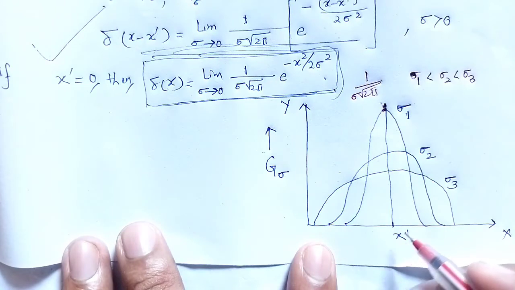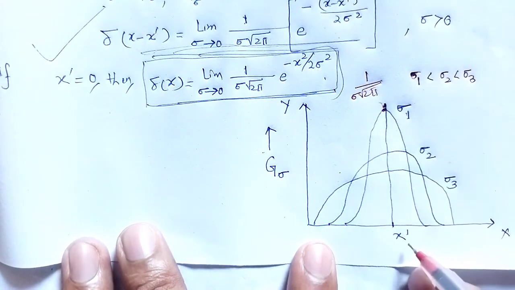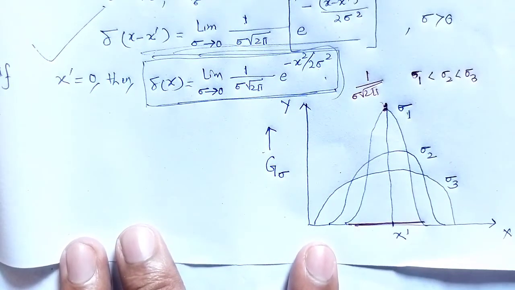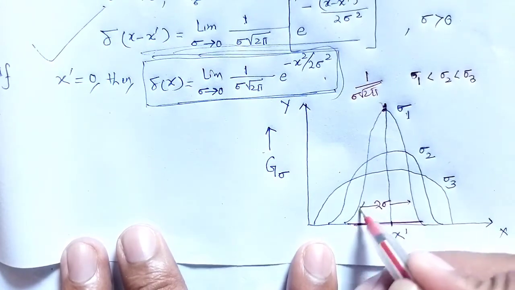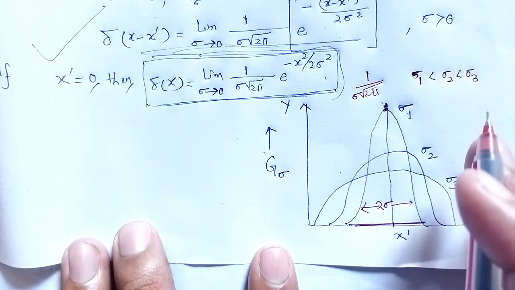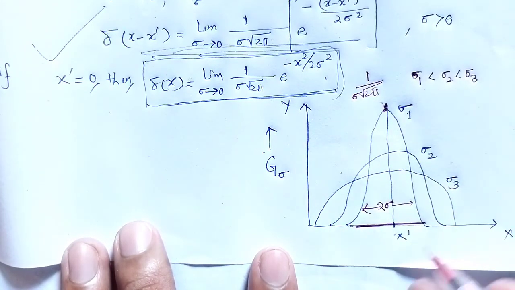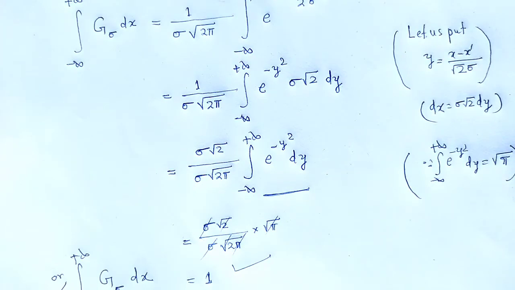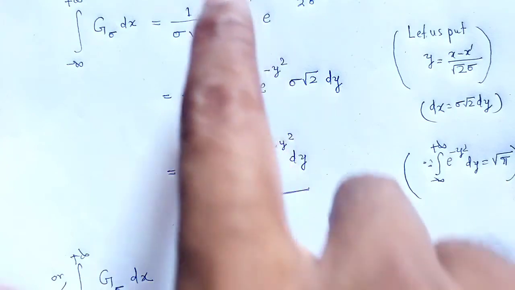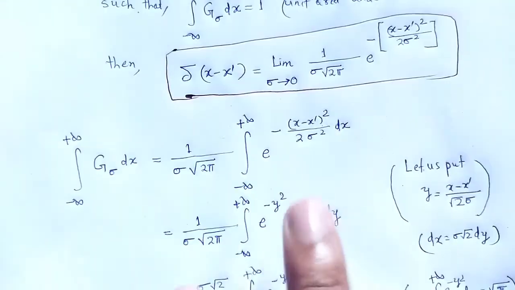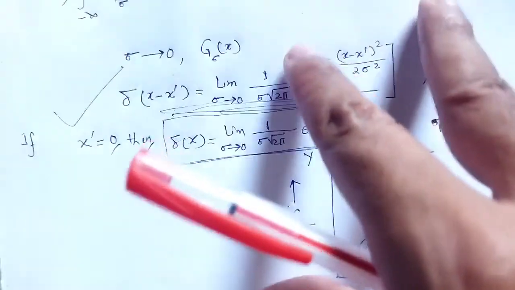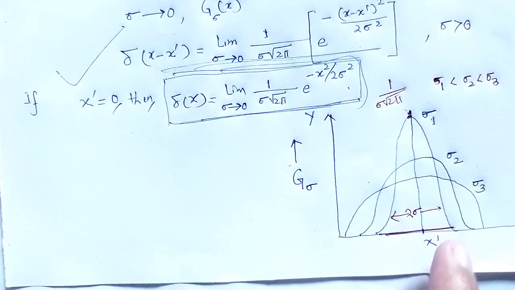The Gaussian function has that value 1 by sigma square root of 2 pi at x dash with width 2 sigma. This is the graphical representation of the delta function as the limit of Gaussian function. Again, another type of representation, that is as the limit of rectangular function. This is the delta function as a limit of Gaussian function.